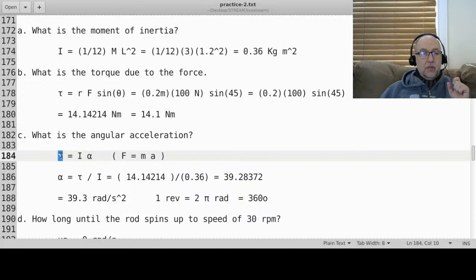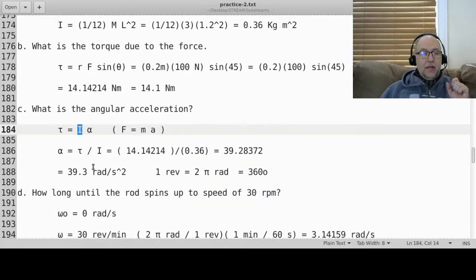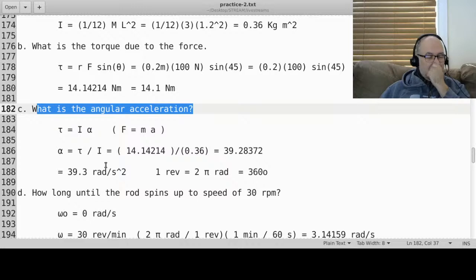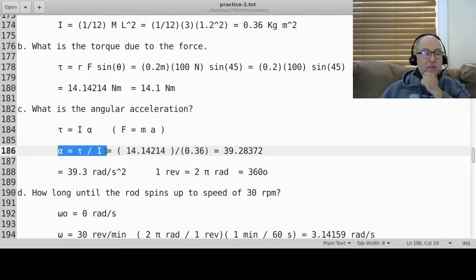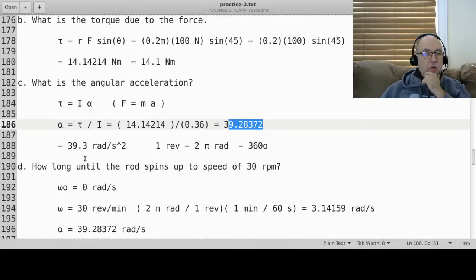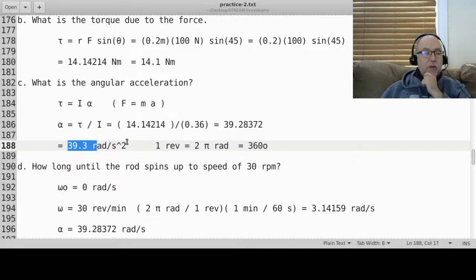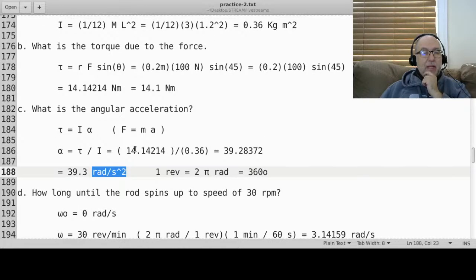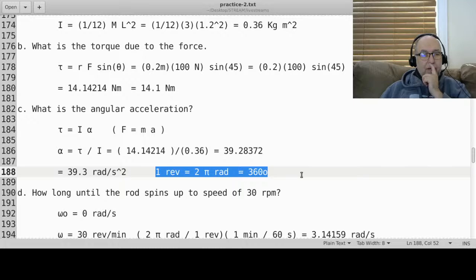Well, we have tau and we have I, and now if I ask what is the angular acceleration, alpha is equal to tau over I. Just plug in the two numbers and you get this value right here, 39 point whatever, it rounds off to 39.3 radians per second squared. And that would be the answer. Now, I just want to say one thing about radians because that's going to come up in the next couple of questions. A radian, you might say, where's the radian in the units here?